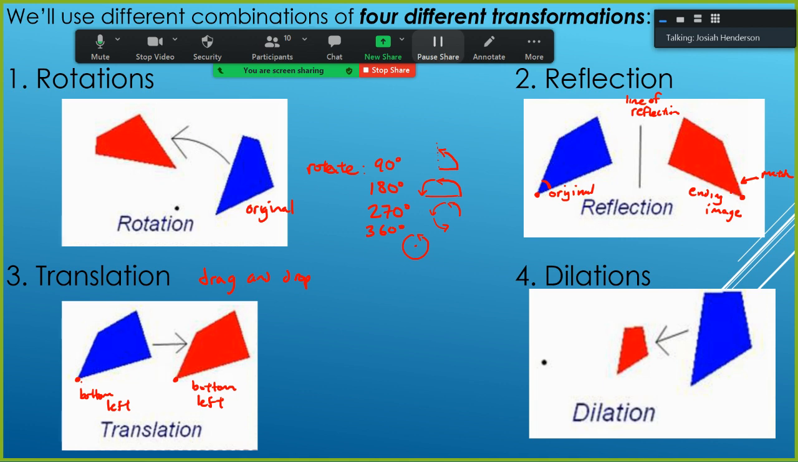So maybe they moved it a certain number of units, 10 units, let's just say, for example. When we're looking at two images on a graph, we'll be able to count how many squares, how many units it's been moved over. And again, we'll look at some practice in that in just a second.